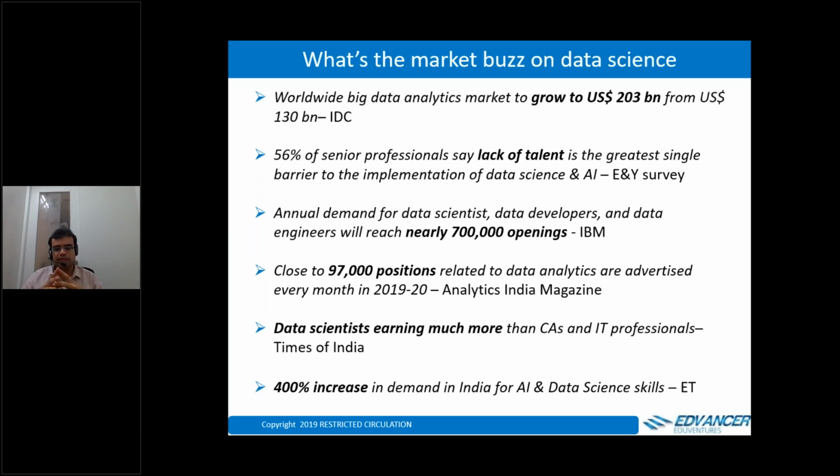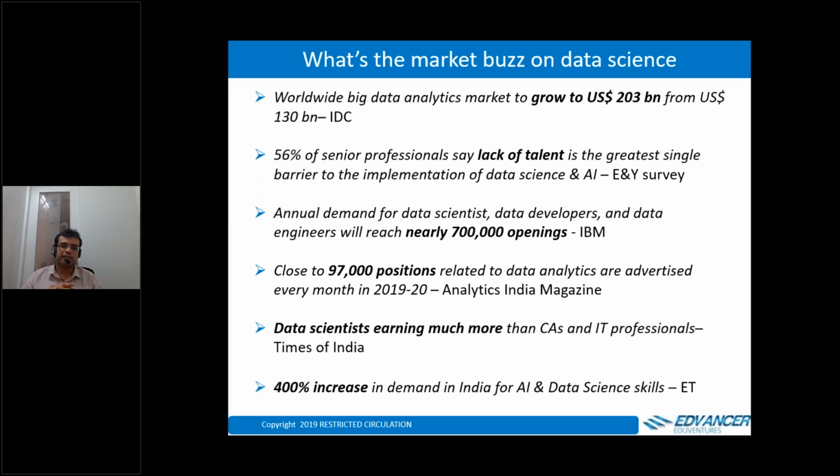As per a survey by Ernst & Young, 56% of senior management say lack of talent is the greatest single barrier to the implementation of data science and AI. So what they are saying is that they are not able to find the right kind of skilled talent to help them implement data science and AI solutions in their organizations. IBM says that the annual demand for data scientists and data engineers is going to reach nearly 700,000 openings by next year. And that's a significantly huge number.